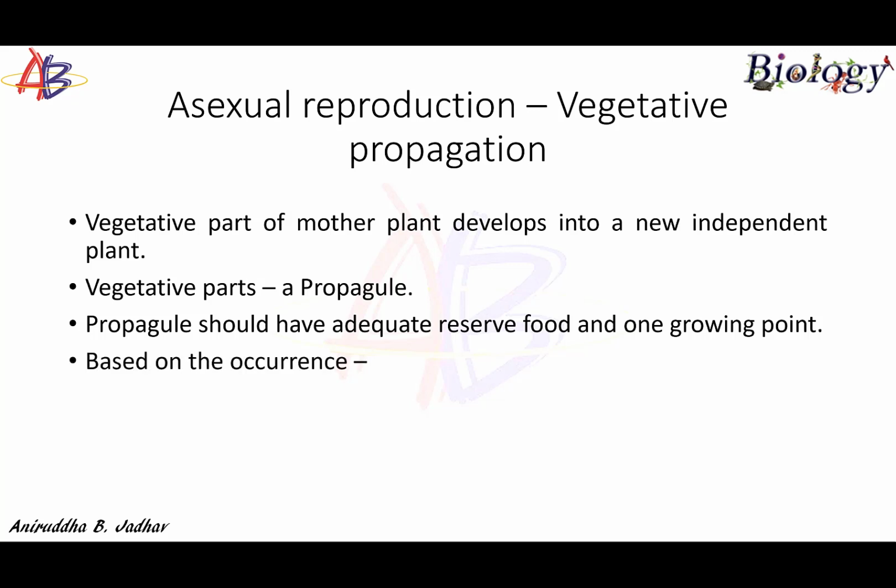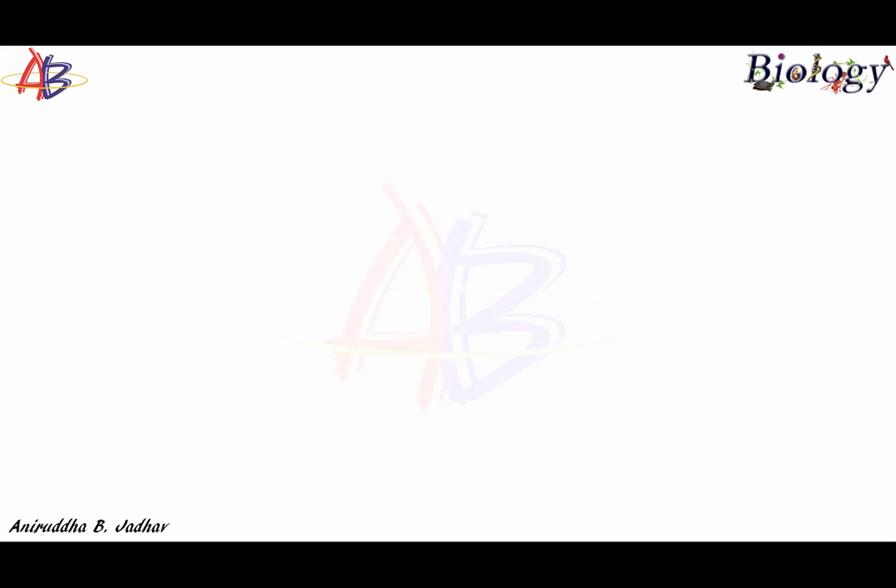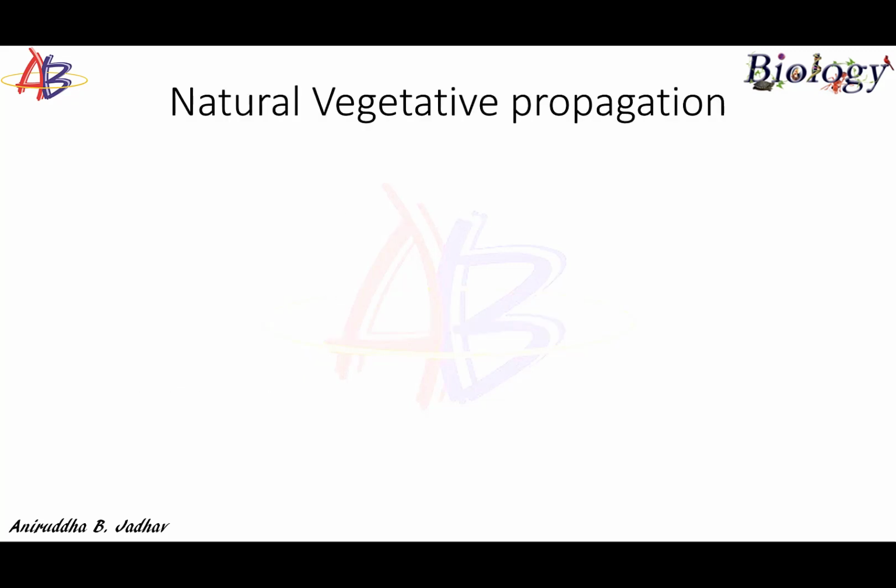Methods of vegetative reproduction are broadly divided into two types: first, the natural methods, and second, artificial methods. Artificial methods are also referred to as horticulture methods. Now let us start first with the natural vegetative propagation methods.